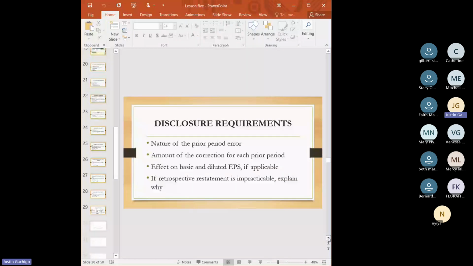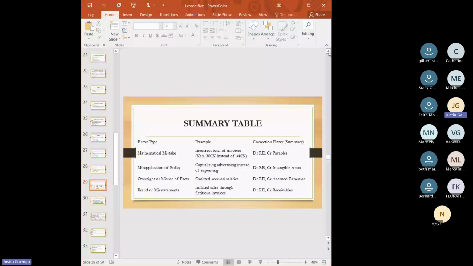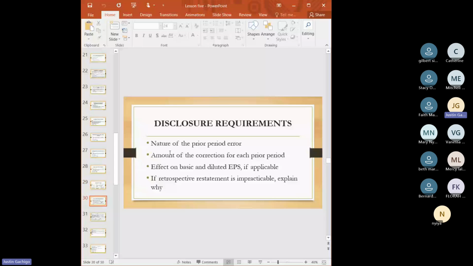So this is just a summary table of basically what happens with those changes. You'll be able to look at it at your own time. Then we have the disclosure requirement. Again, you need to disclose the nature of the prior period error. We have said there are those 4 errors. So first of all, you need to classify: is it a mathematical mistake? Is it a misuse of facts? Is it fraud? Or what is it? So you have to disclose the nature of the error.